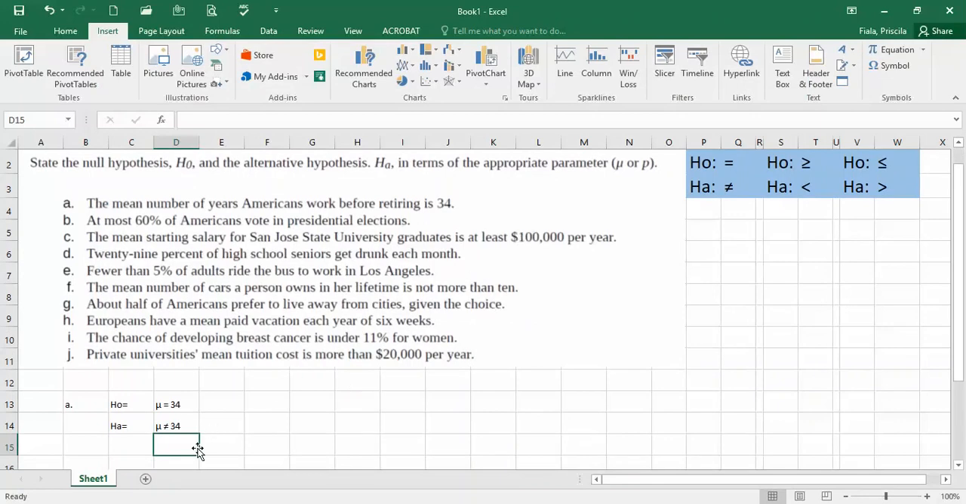Here you go. We answer A. I can even move up here.